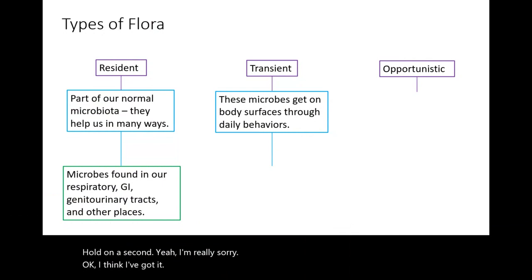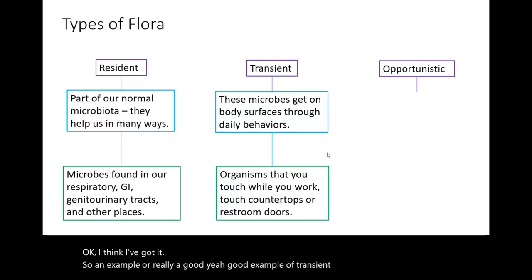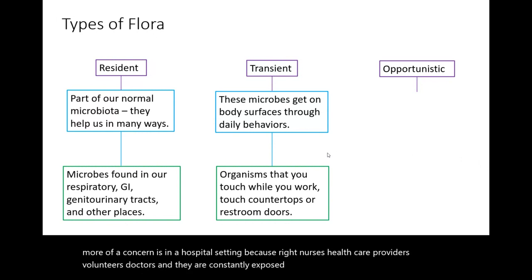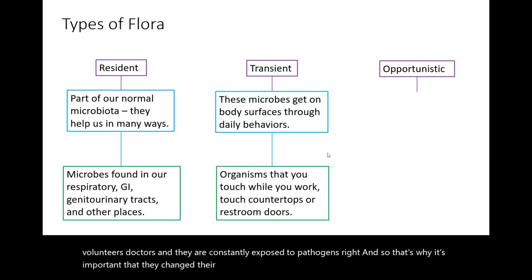So a good example of where transient microbes are more of a concern is in a hospital setting. Nurses, healthcare providers, volunteers, and doctors are constantly exposed to pathogens, right? And so that's why it's important that they change their gloves often, or sometimes they'll put hand sanitizer on as soon as they walk into a new patient's room.